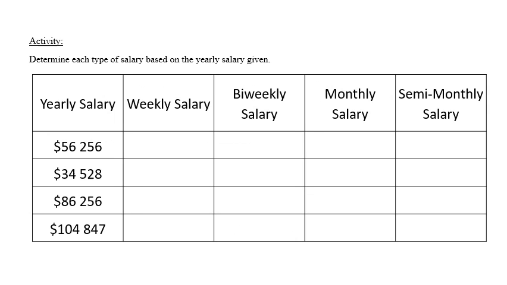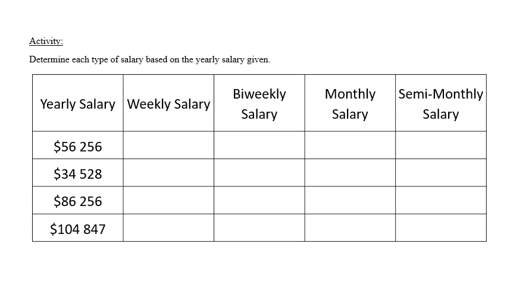The first activity. So in this activity, I've given you a list of 4 different yearly salaries, and we have to determine each paycheck. So for example, the first one, $56,256. If that's what this person makes in a year, what do they make in a week? What do they make if they're paid bi-weekly? What do they make if they're paid monthly? What do they make if they're paid semi-monthly?